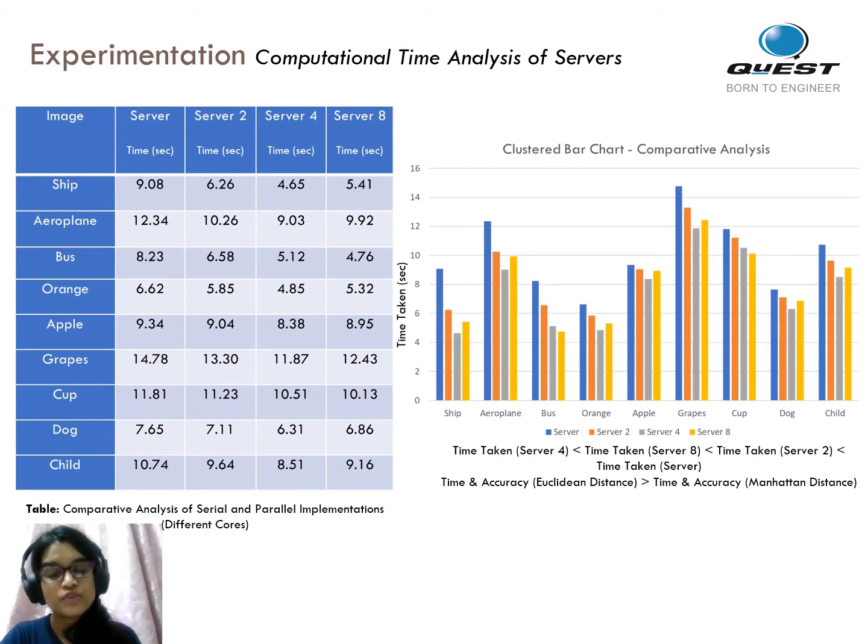varying core sizes of 2, 4, and 8 on 9 different images. We have averaged their times of execution and tabulated the same, and the same has been illustrated on the clustered bar chart. The observation is that the time taken by the server with 4 cores is the least on average, followed by the server with 8 cores, then the server with 2 cores, and finally the serial implementation. So clearly the implementation with 4 cores is performing pretty well.